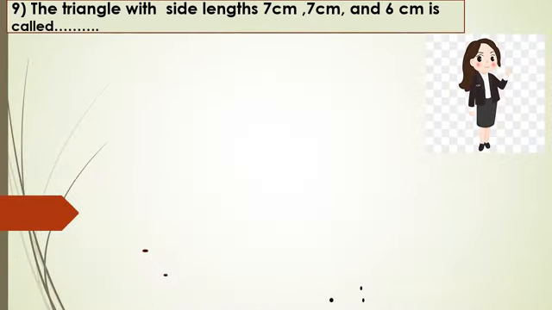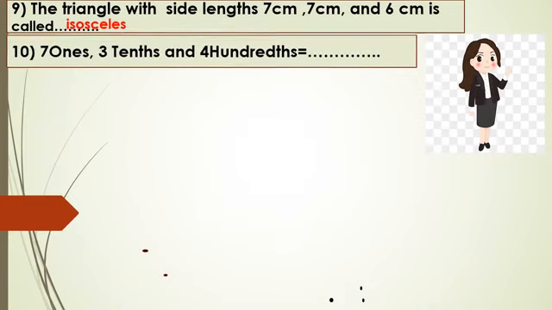Number 9. The triangle with side lengths 7 centimeters, 7 centimeters, and 6 centimeters. We have two equal sides. So the type of this triangle is isosceles triangle. We write isosceles triangle. Number 10. 7 ones, 3 tenths, and 4 hundredths. We write in standard form 7 and 34 hundredths, 7.34.